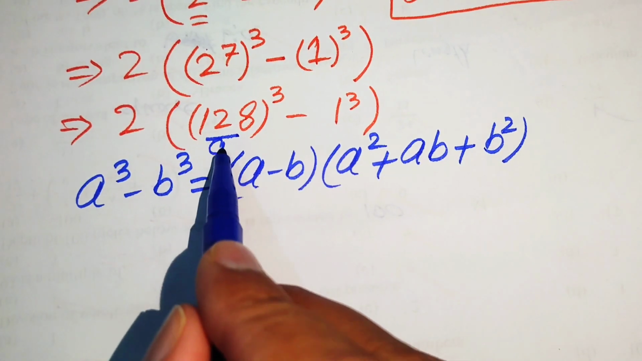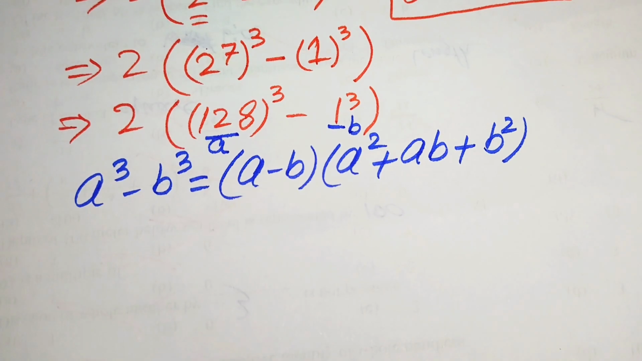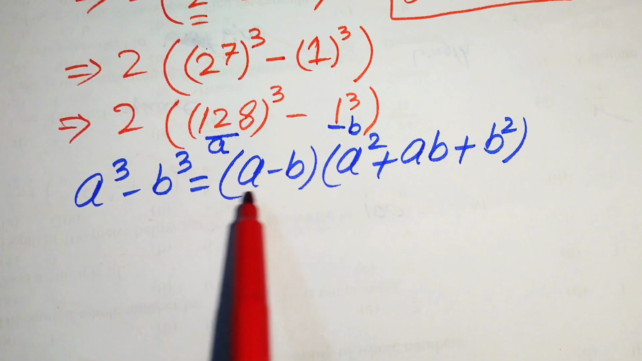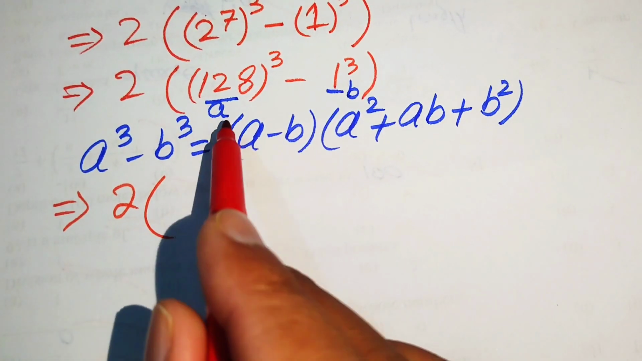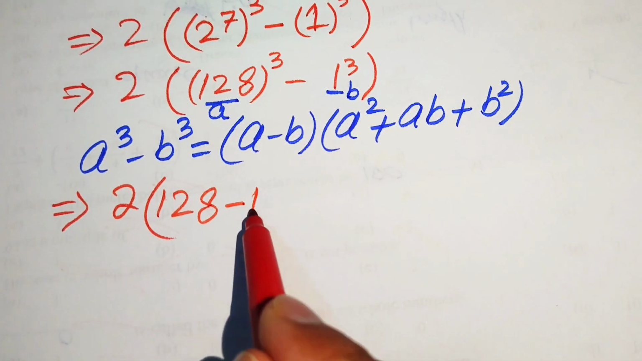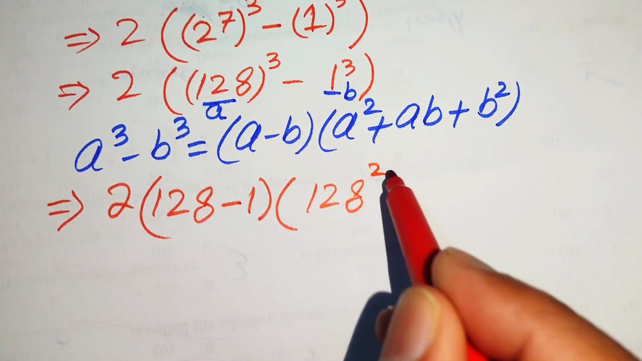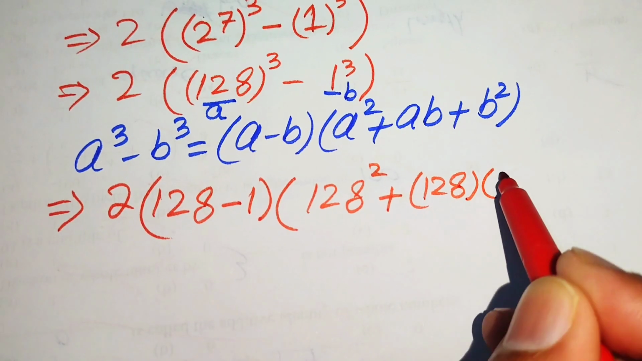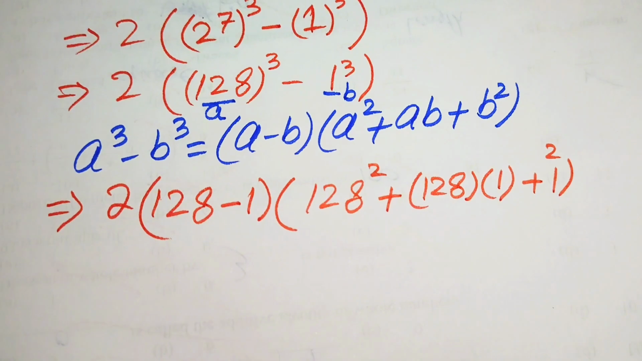So here we have our a is 128 and our b is equal to 1. So now we substitute a equals 128 and b equals 1 in this formula, and it is written in this form: 2 into, so we have a minus b, so a is 128 minus b is 1, into a squared, so a is 128 squared, plus ab, so a is 128 and b is 1, and plus b squared, so b is 1 squared.